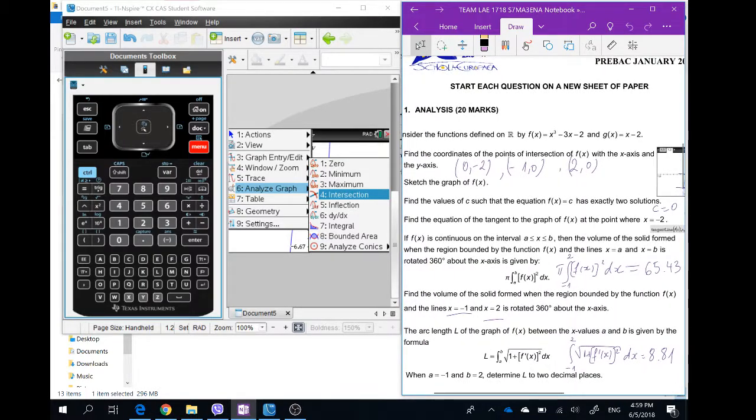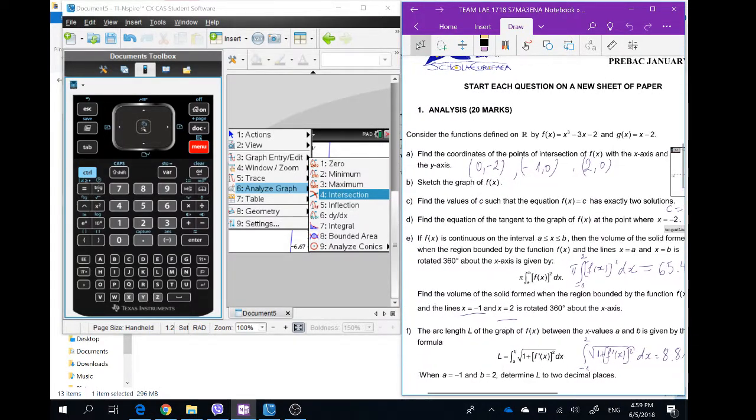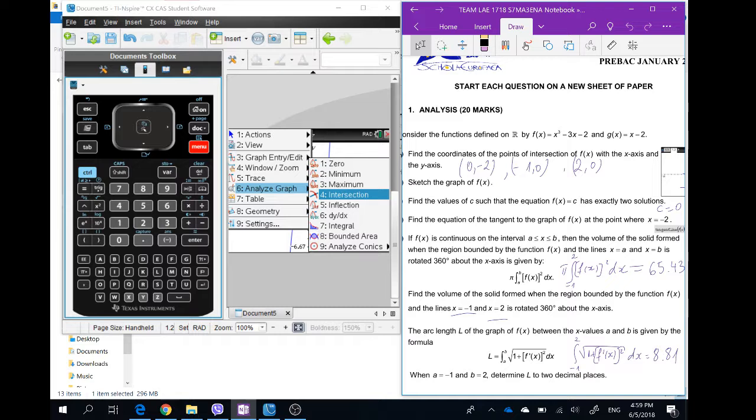That's why the next question is something else, but if we have the second graph, we can find the intersection points between two graphs.